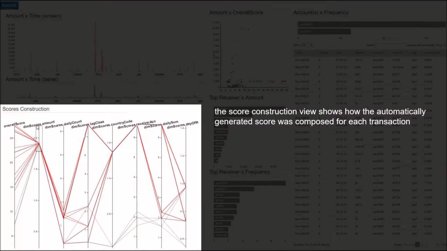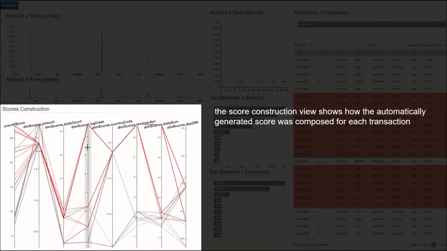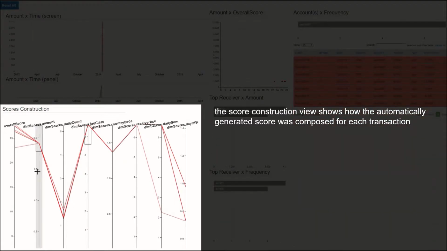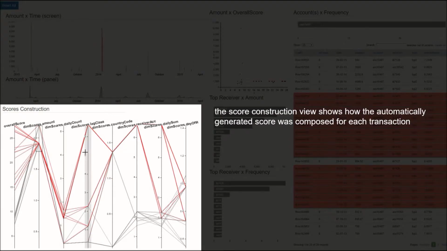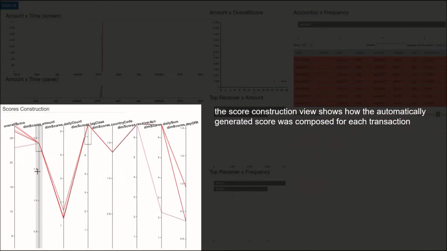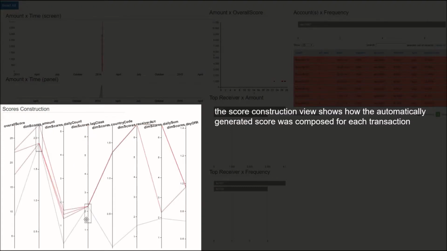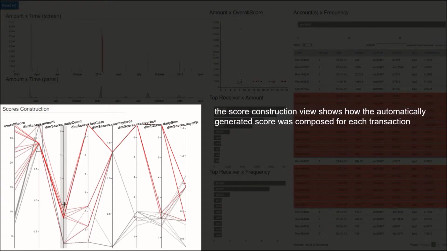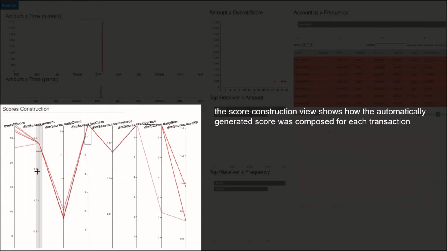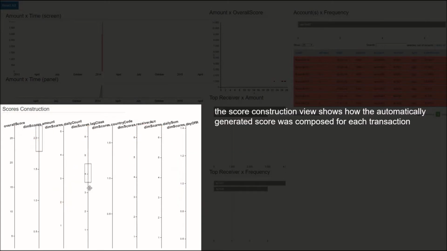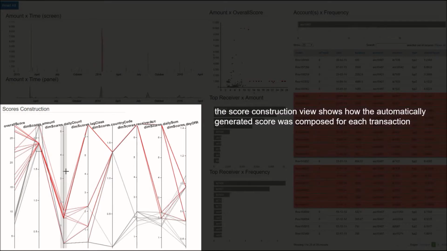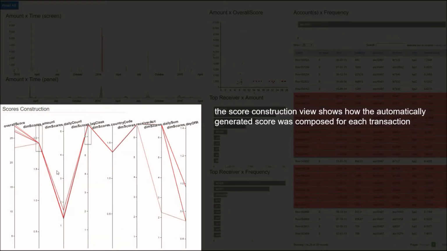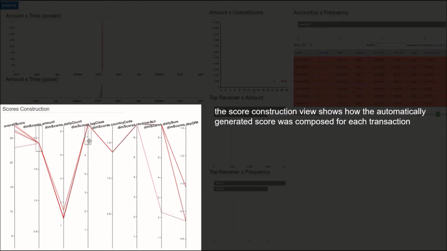The score transaction view shows how the automatically generated score was composed of subscores for each transaction. Each transaction is represented by a line. The first axis shows the overall score, and the other axes show the subscores from which the overall score was composed. Investigating the similarity of subscores of different transactions allows for the identification of similar transaction patterns, which is even more supported by interactive filtering.